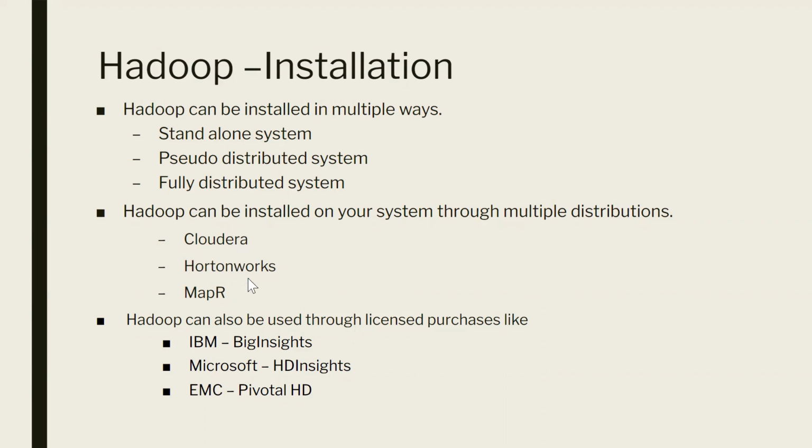The top-notch distributions that we discussed in yesterday's class were Cloudera, Hortonworks, MapR. Feel free to go, or you can use them through IBM, Microsoft, or EMC. EMC is the one which got acquired by Dell. So now it's Dell Pivotal HD. That's that. Feel free to explore.